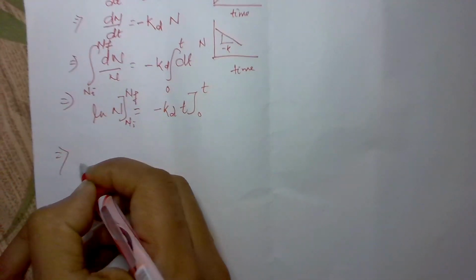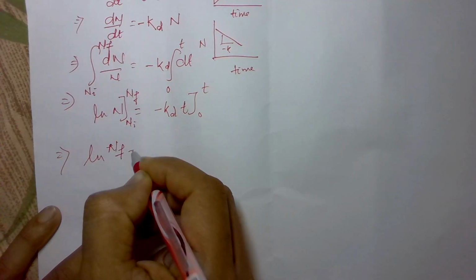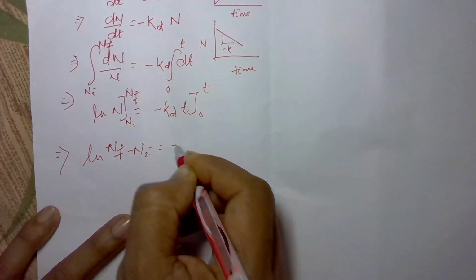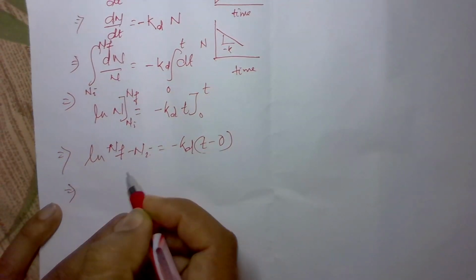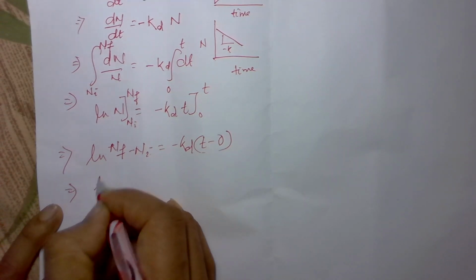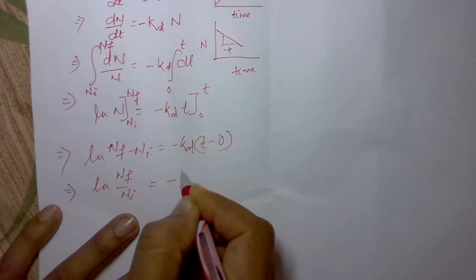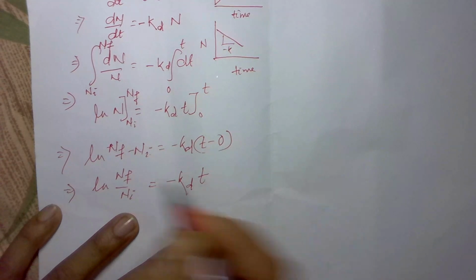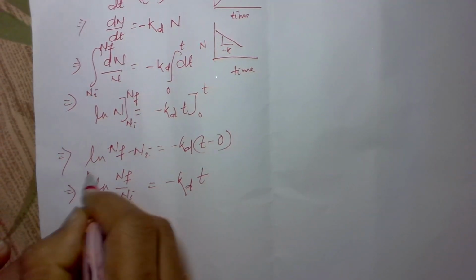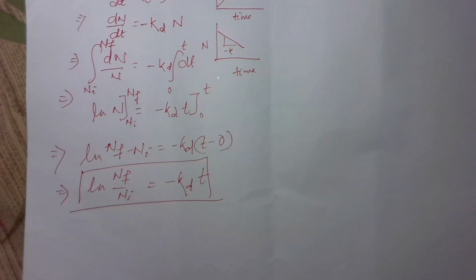So what I can write here, can I write it like this? ln Nf minus ln Ni is equal to minus kd t minus 0. So for ln Nf minus ln Ni, we can also write it as ln Nf by Ni is equal to minus kd t. Okay. So this is the first order death kinetics equation for the microorganism.